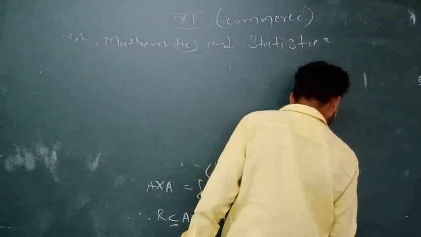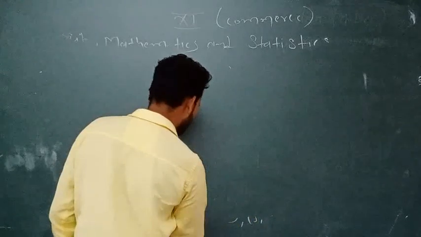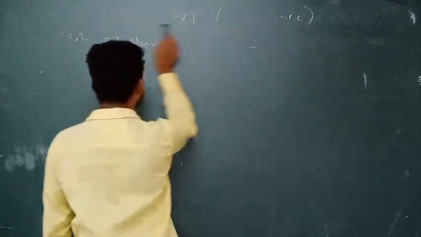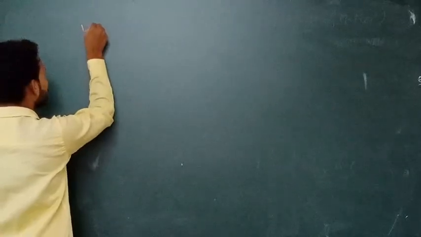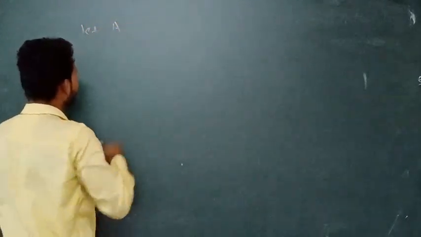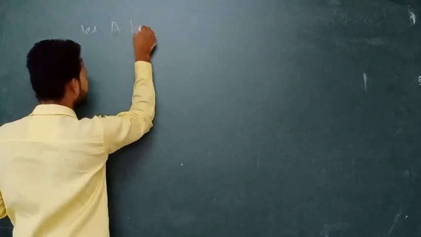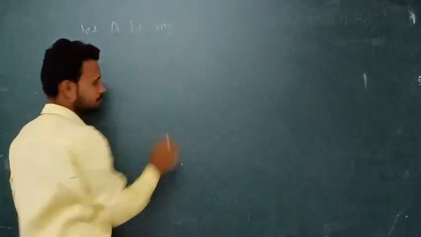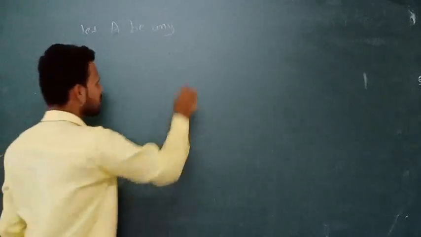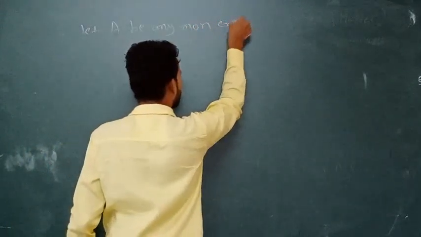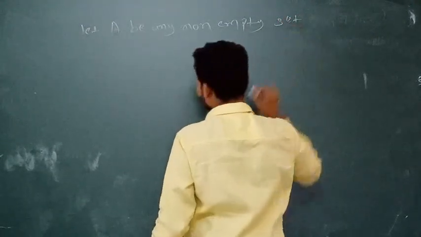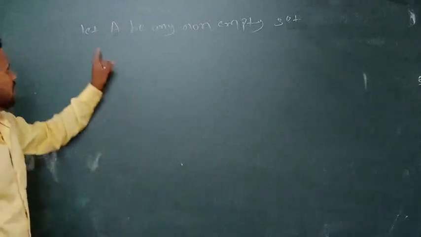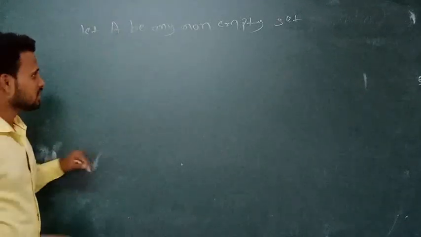Properties of binary relation. Next point is properties of binary relation. Therefore, the first one is: let A be any non-empty set.